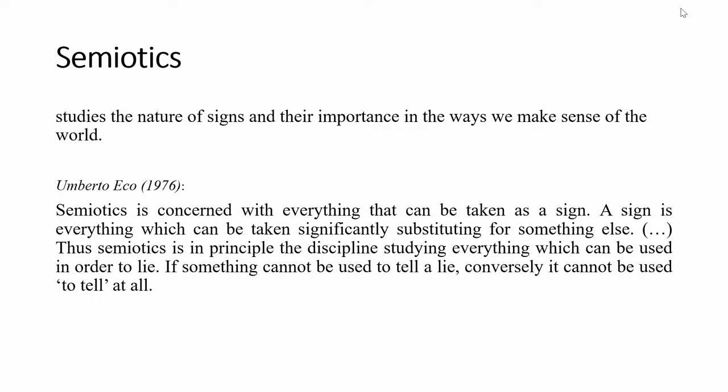Here you have a quote from Umberto Eco, who claims that semiotics is concerned with everything that can be taken as a sign. A sign is everything which can be taken significantly as substituting for something else. So, semiotics is in principle the discipline studying everything which can be used in order to lie. If something cannot be used to tell a lie, conversely, it cannot be used to tell at all.